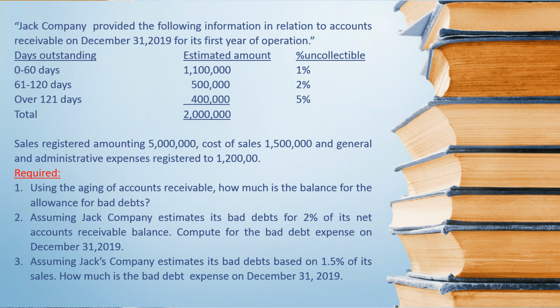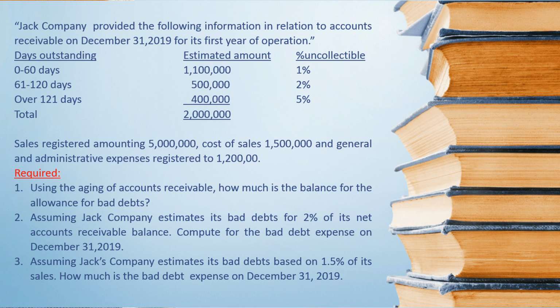estimated amount, uncollectible percentage. So days outstanding 0 to 60 days, there's 1.1 million. Percentage of uncollectibility is 1%. 61 to 120 days, 500,000. Uncollectibility is 2%. Then over 121 days, 400,000. Uncollectibility is 5%. And the total accounts receivable is 2 million.